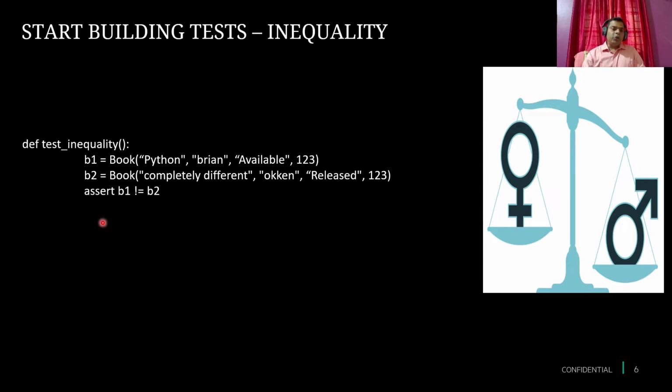Now the reverse, the inequality. This time, while creating the book object, we are changing the values. Here we have got Python. Another one we have got completely different: Brian, Oken, available, released, 1, 2, 3. Doesn't matter. So now we know that these are not the same. So we are writing assert b1 not equal to b2.